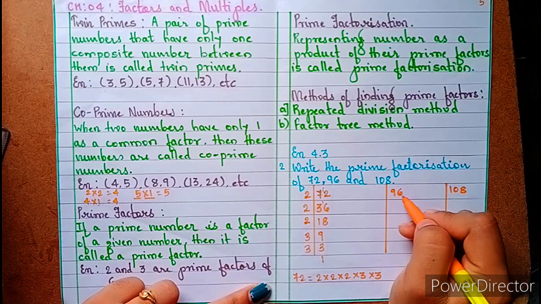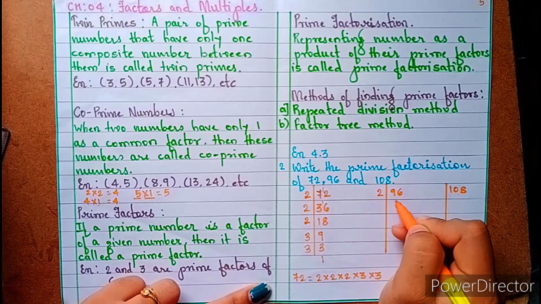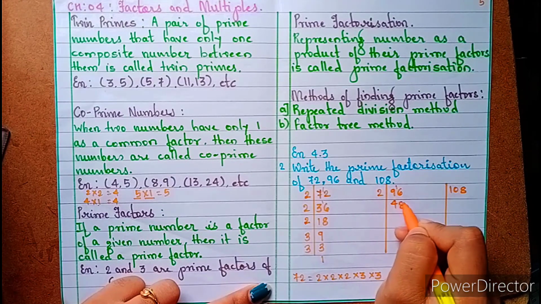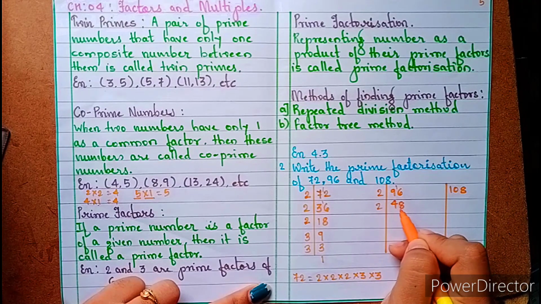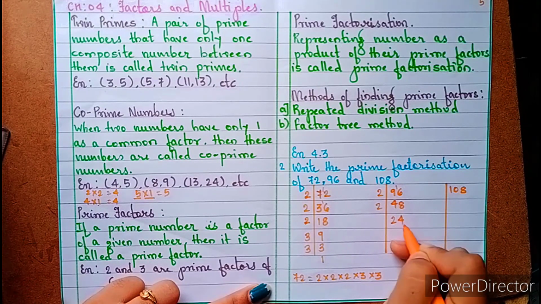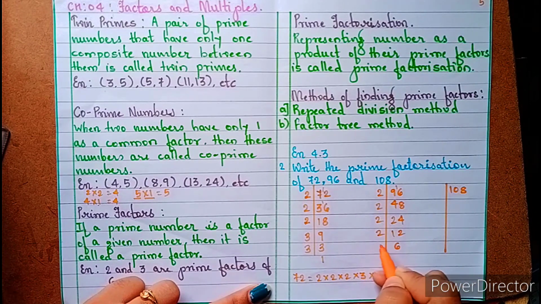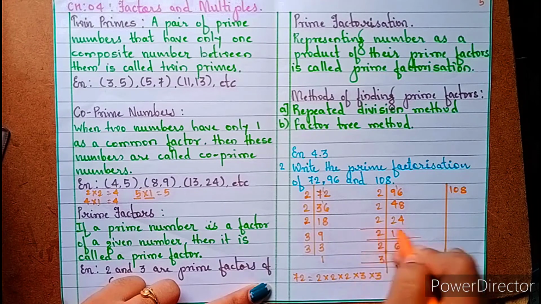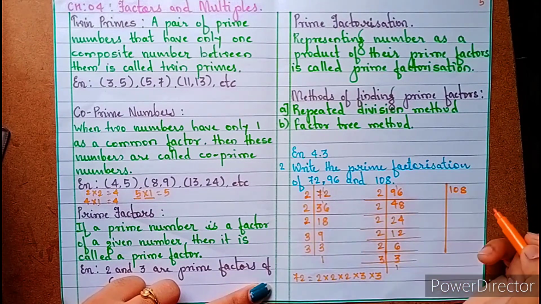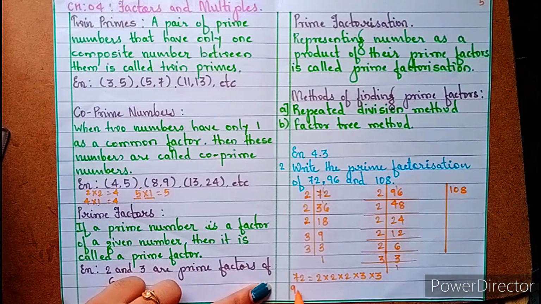Similarly, we shall divide 96. As it ends in 6, it is divisible by 2. Therefore, 2 4s are 8, 2 8s are 16. Then again it is divisible by 2. 2 2s are 4, 2 4s are 8, 2 1s are 2, 2 2s are 4, 2 6s are 12, then 2 3s are 6, and last one 3 1s are 3. Here we have to draw the lines so there will not be any confusion. So what are the factors of 96? The factors of 96 are 2 into 2 into 2 into 2 into 2 into 3.